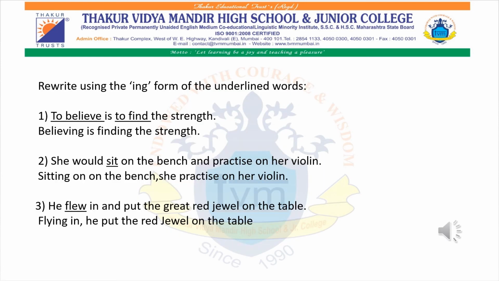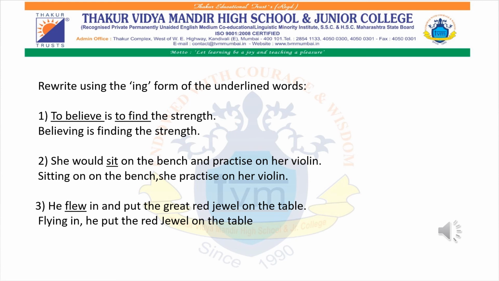Now, in this particular sentence, you will have to rewrite using the ing form of the underlined word. Once you look at a sentence, whichever word is underlined, you have to rewrite using the ing form. To believe is to find the strength. You have to not write to again. Instead of to believe, you have to just write believing. Believing is, instead of to find, what is the ing form of find? Finding the strength. Believing is finding the strength.